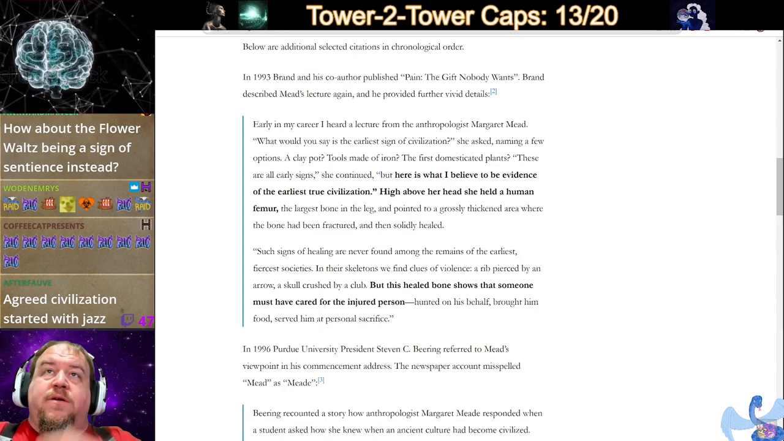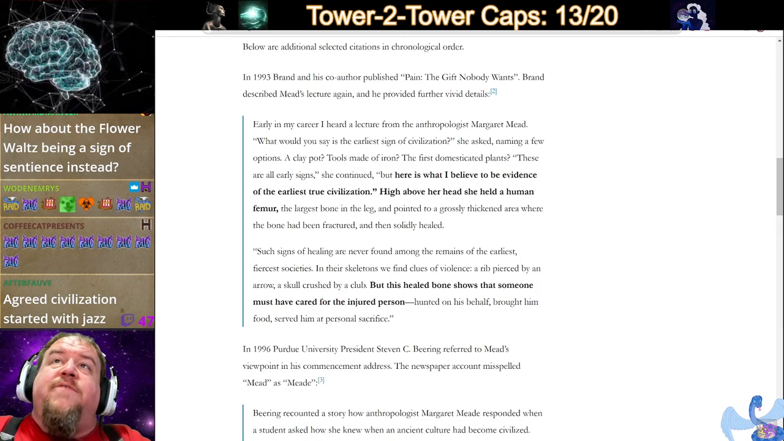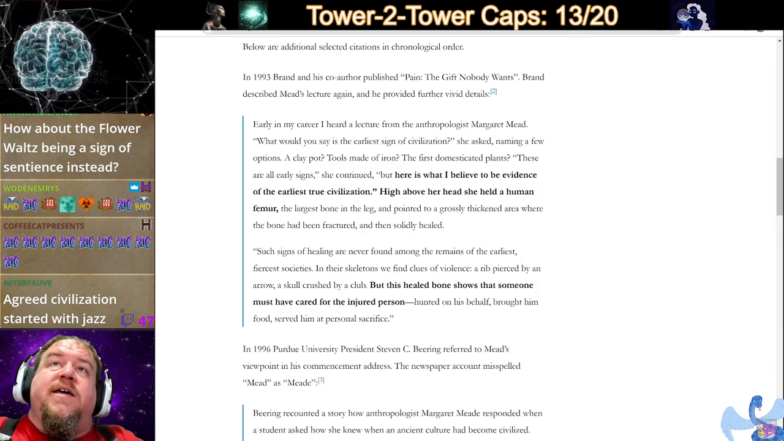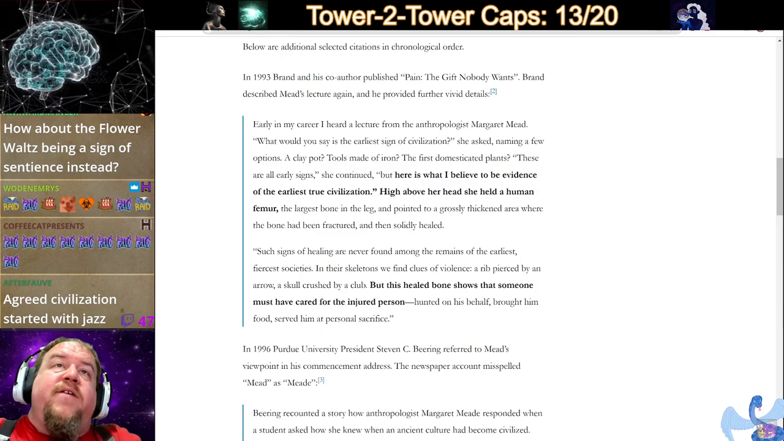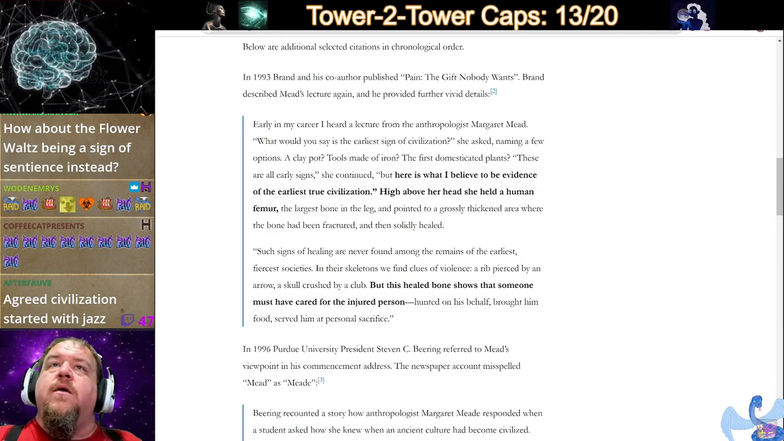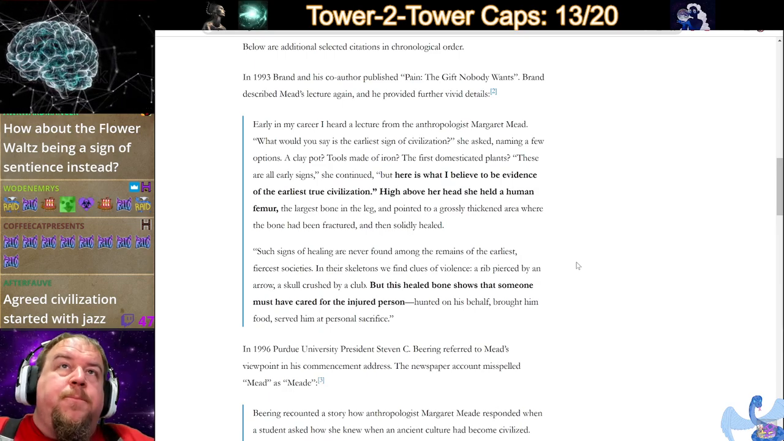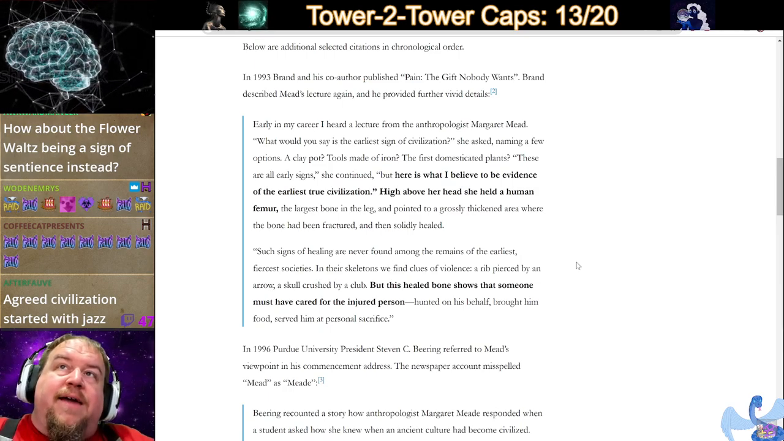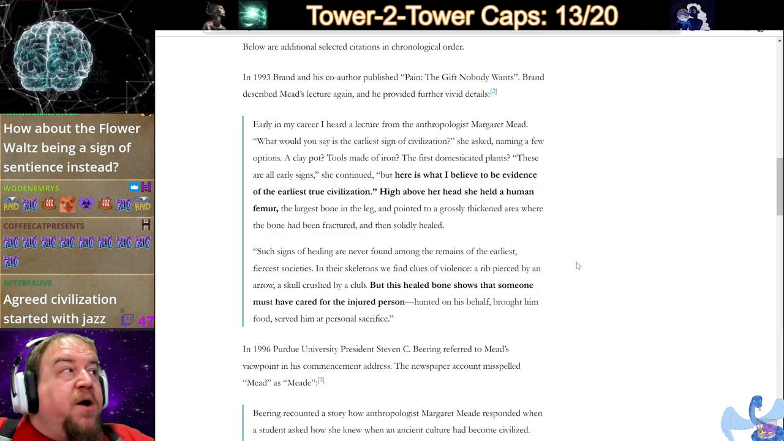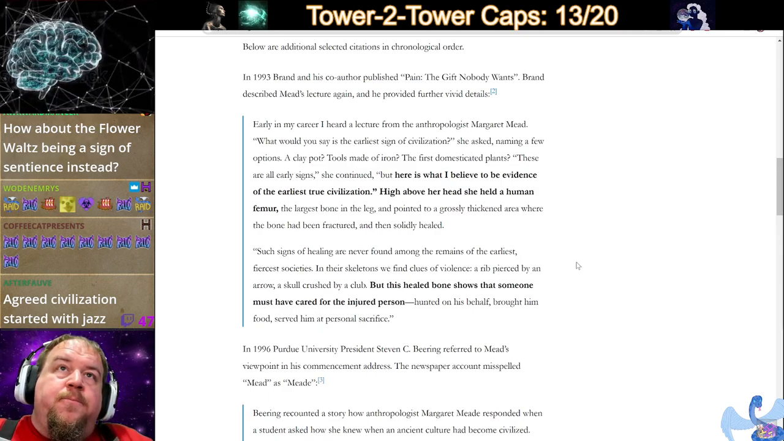So she was talking about, so what is the sign of civilization? A clay pot, tools made of iron, the first domesticated plants. These are all early signs, she continued. But here is what I believe to be evidence of the earliest true civilization. High above her head, she held a human femur, the largest bone in the leg, and pointed to a grossly thickened area where the bone had been fractured and then solidly healed.